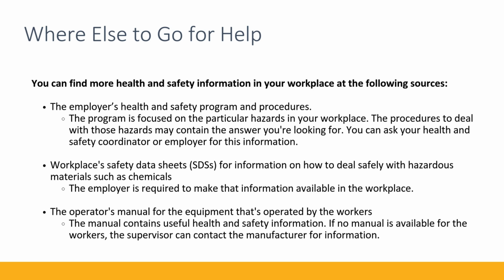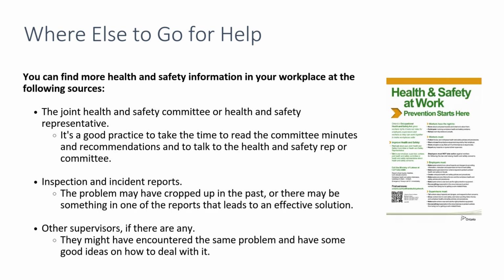3. The operator's manual for the equipment that's operated by the workers. The manual contains useful health and safety information. If no manual is available for the workers, the supervisor can contact the manufacturer for information. 4. The Joint Health and Safety Committee or Health and Safety Representative. It's a good practice to take the time to read the committee minutes and recommendations and to talk to the health and safety rep or committee.